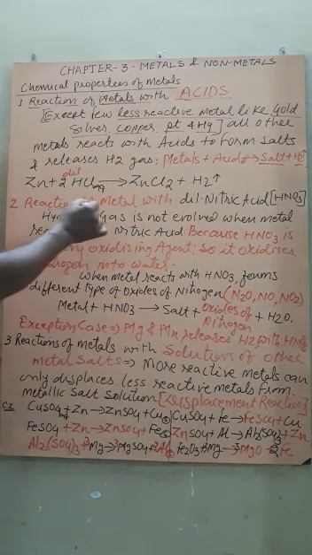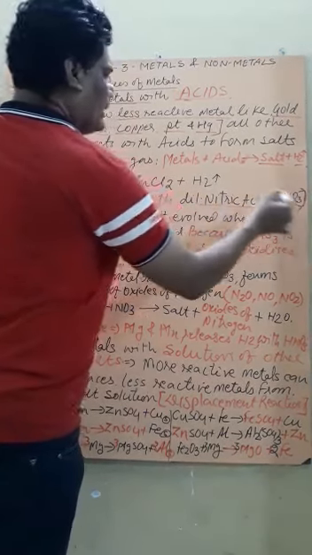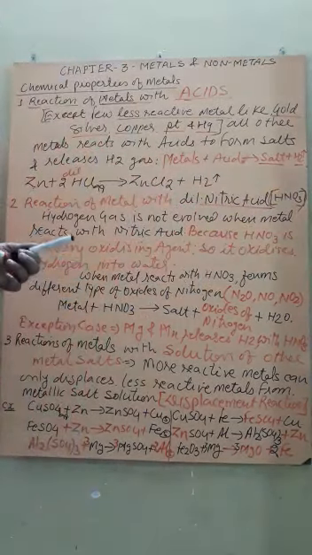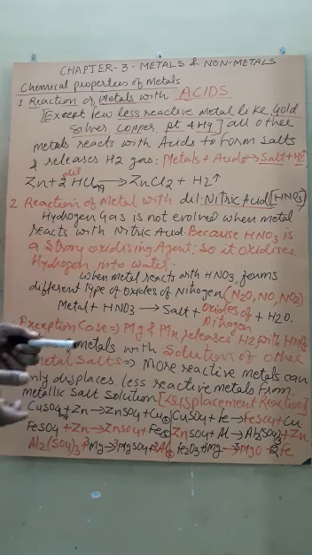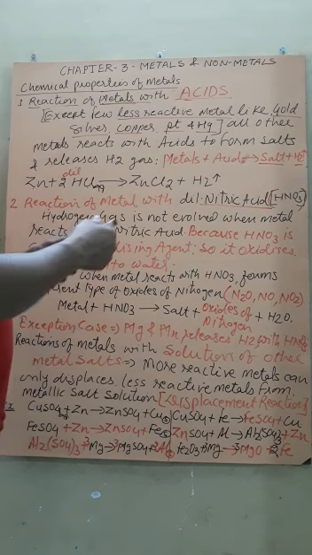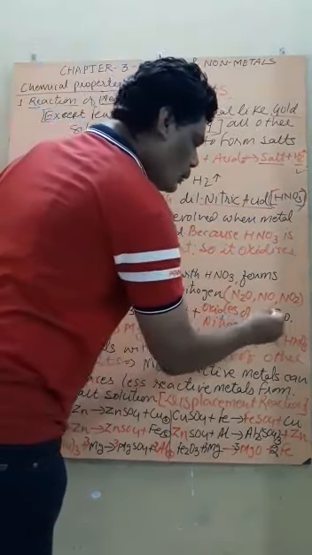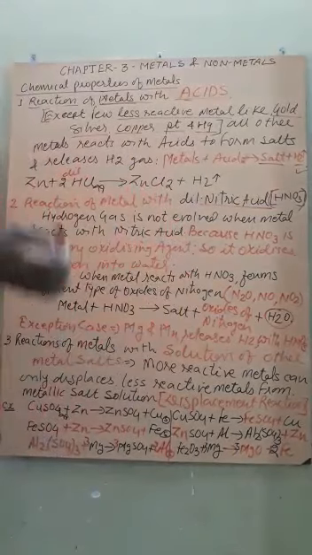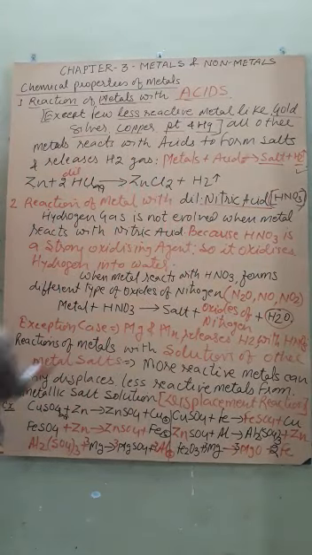Then, reaction of metal with nitric acid. Now nitric acid is also like dilute hydrochloric acid, but being a very strong oxidizing agent, it reacts with metal but does not release what? Hydrogen gas. Besides that, it converts hydrogen gas into what? Water. This is because nitric acid is a strong oxidizing agent.